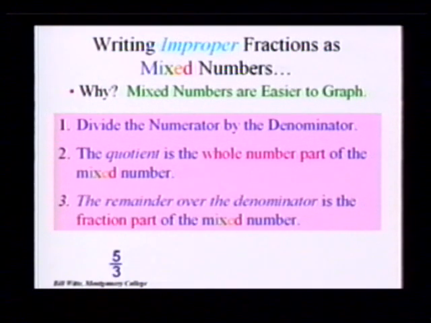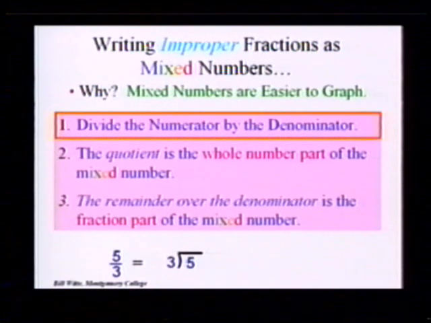How about 5/3? How could we write that as a mixed number? Well, let's go through the steps. We're going to divide the numerator by the denominator, because that's really what the fraction means. And what do we get here? Simple division, 5 divided by 3, goes in 1 time. We have a remainder of 2 this time.